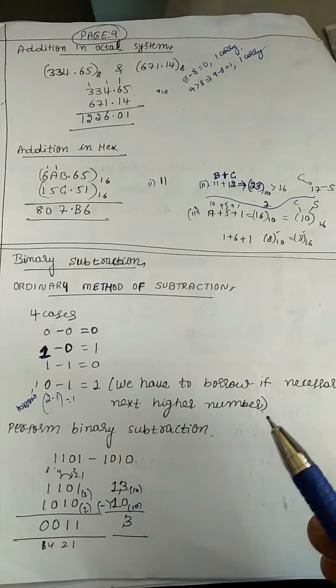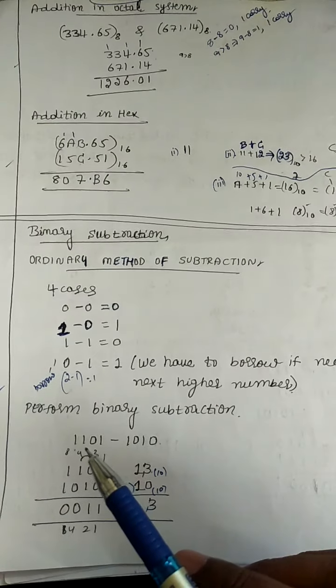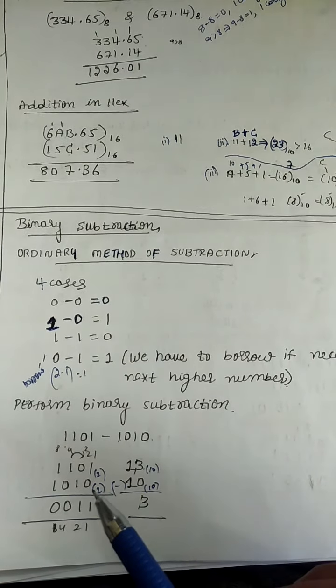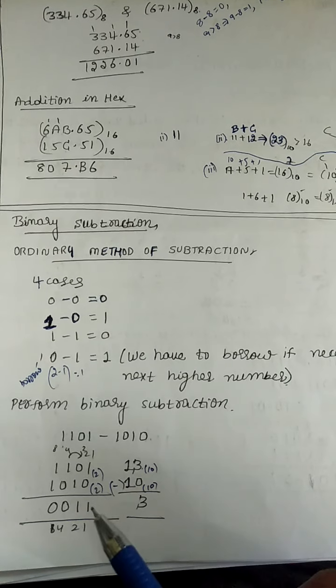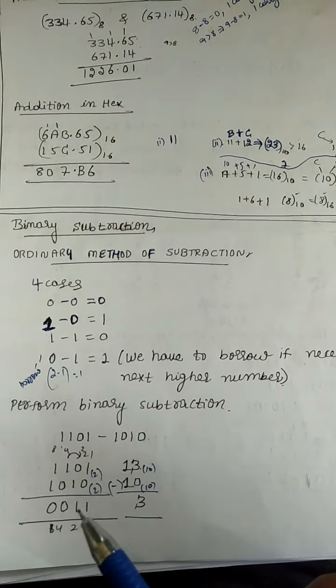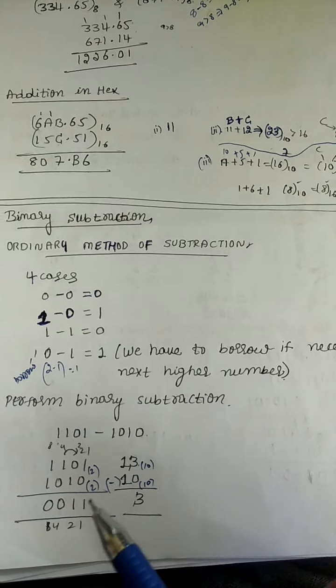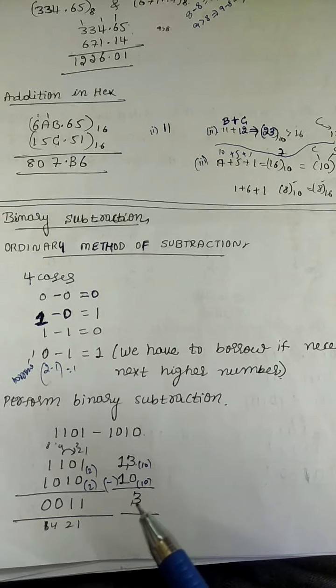Okay. For example, 1101 minus 1010. 1 minus 0, 1. 0 minus 1, you can't subtract, you take the borrowed 2. 2 minus 1, 1. 0 minus 0, 0. 1 minus 1, 0. So 13 minus 10, the solution is 3.